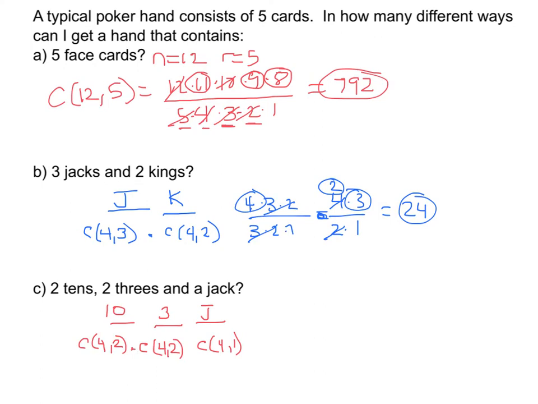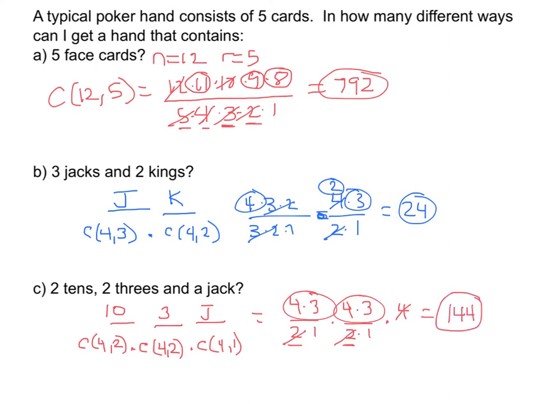So we have 3 tasks in this problem. So if we set this up, we've got 4 times 3 over 2 times 1. Again, we have 4 times 3 over 2 times 1, and then 4 choose 1 is just 4. Well, I can take the 2 with the 2, and I can cross that off with the 4, and all I'm left with is 12 times 12, which is 144. So there are 144 different hands that can be made from 2 tens, 2 threes, and a jack.